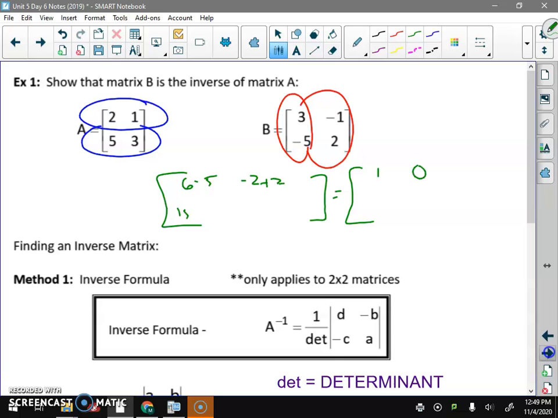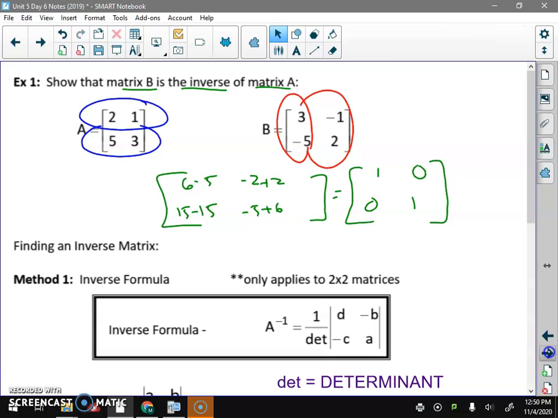5 times 3 is 15. 3 times negative 5 is negative 15. 15 minus 15 is 0. 5 times negative 1 is negative 5. 3 times 2 is 6. Negative 5 plus 6 is 1. Beautiful. What did we just do? We just verified that A and B are inverses of each other. Why? Because when they multiplied each other, they got the identity.